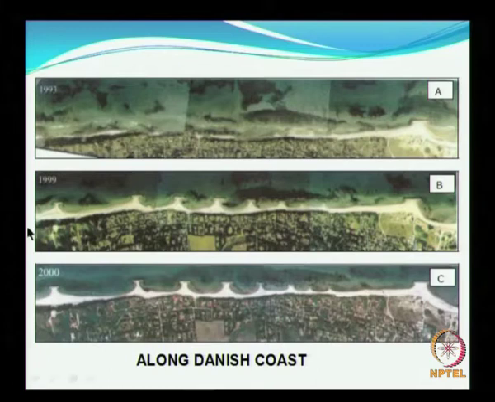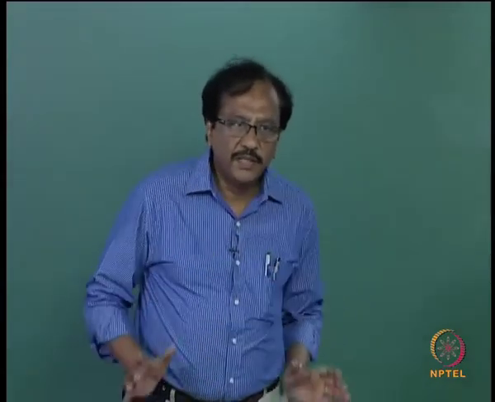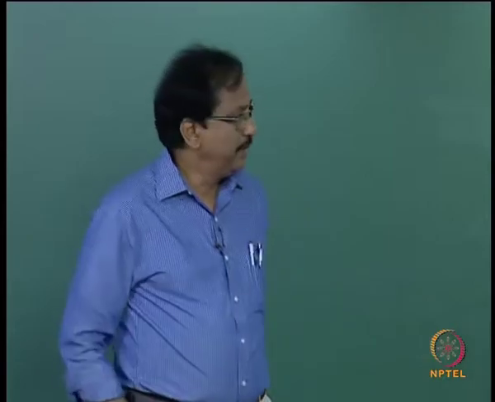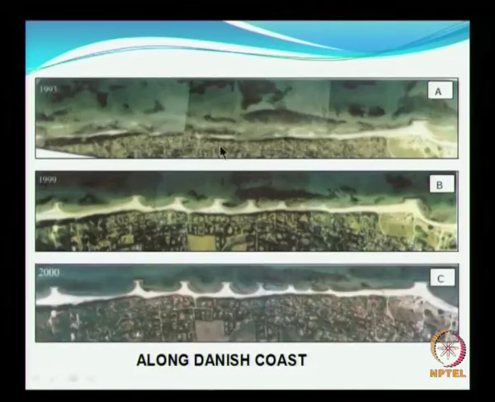This is taken from satellite imagery. You see the status of the coast in 1993, and then look at the status in 1999. You have the slow building up of the beach, the transport of sand, and trapping of the sand behind the breakwater, and once it is trapped you have the building up of the beach. So you see that you have a nice beach here.